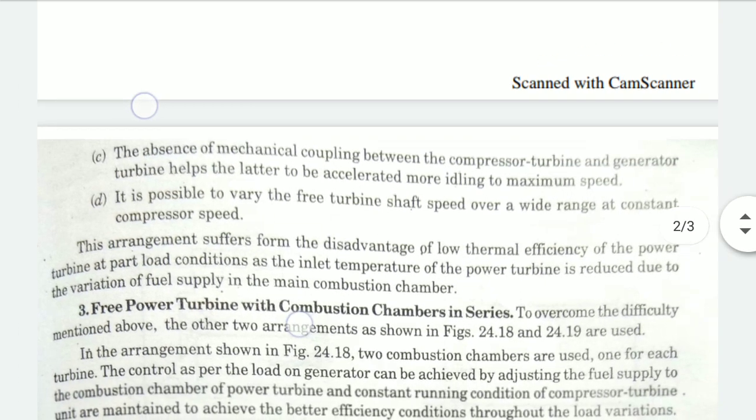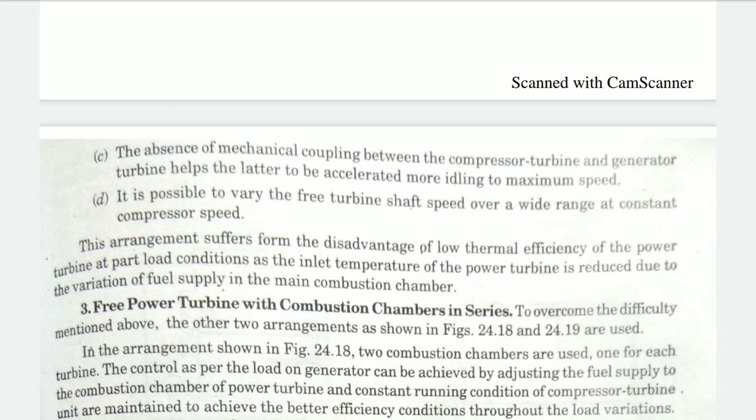Again, it is possible to vary the free turbine shaft speed over a wide range at constant compressor speed. Meaning for the free shaft turbine, that is the T2 turbine, we can vary the speed of that turbine at constant compressor speed, because the compressor is running on the T1 turbine. The arrangement also has disadvantages.